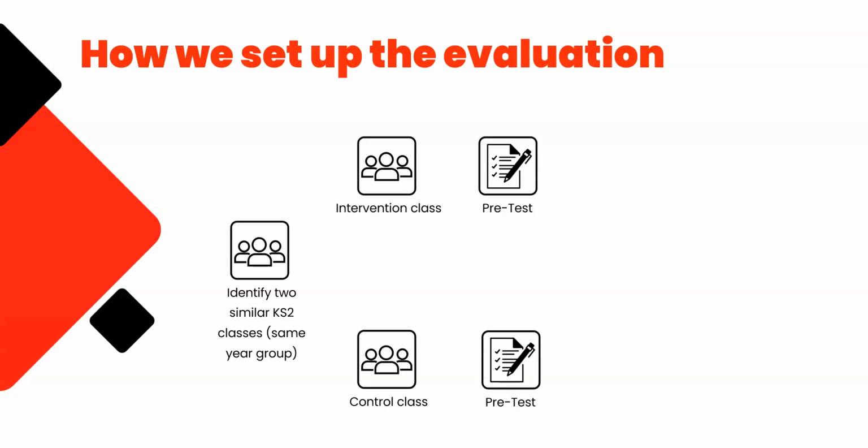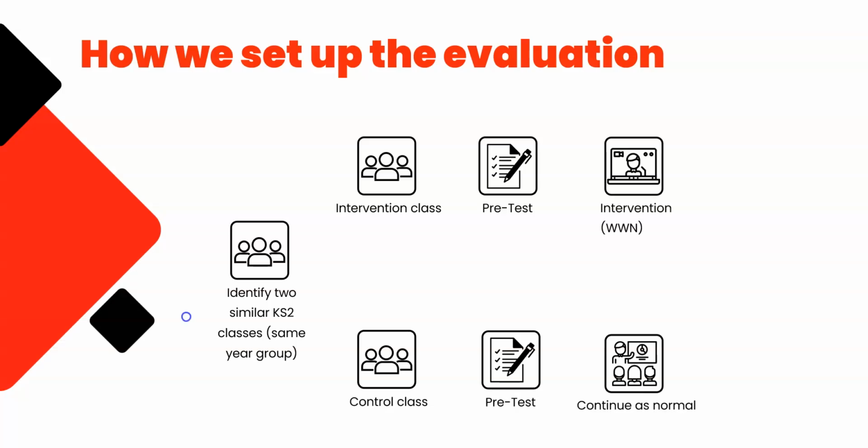With both groups, you will then complete the assessment task that you'll find in the resource folder. And then the data, which is anonymized, will be inputted into the WWN trial wizard. The intervention group will then complete the Winning with Numbers program for the duration of that topic, and the control class will just continue as normal.